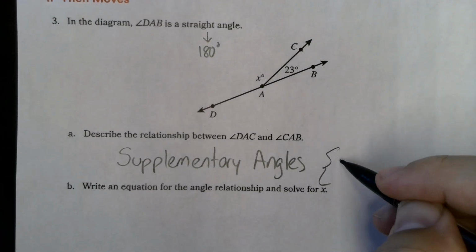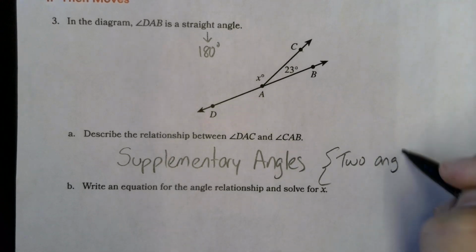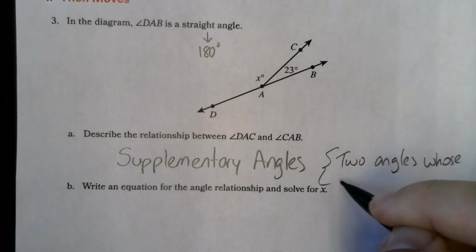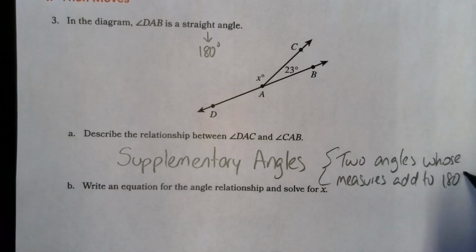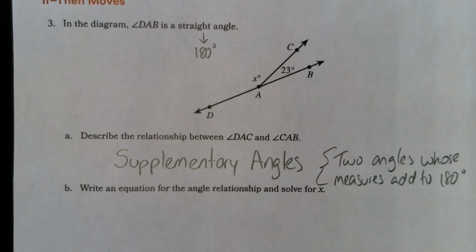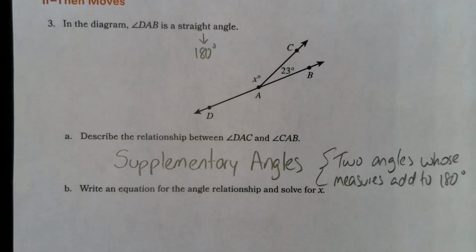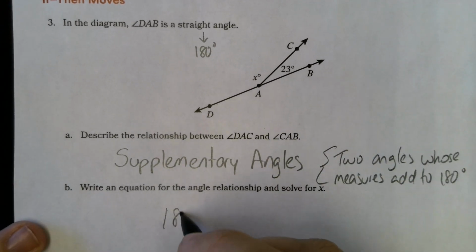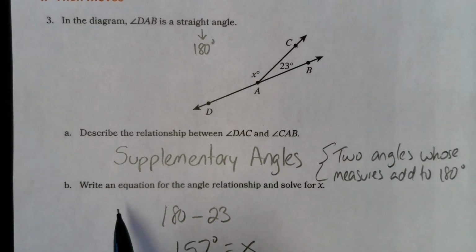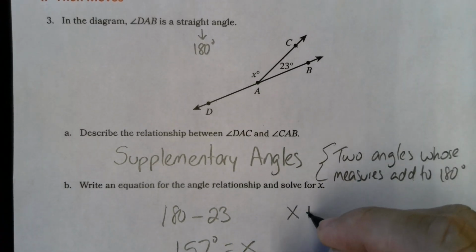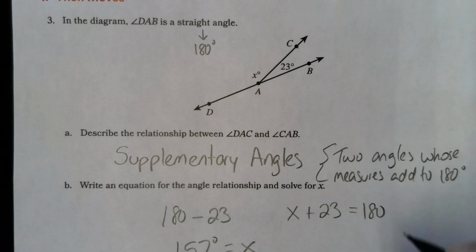And what this means is I have two angles whose measures add to 180 degrees. Complementary, two angles add up to 90. Supplementary, two angles add up to 180. So in order to solve here, I would just say 180 minus 23. When I solve, I would get 157 degrees is x. If I were going to write the equation, it'd be x plus 23 equals 180.